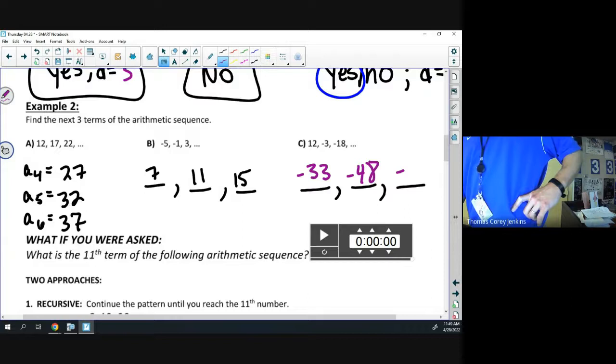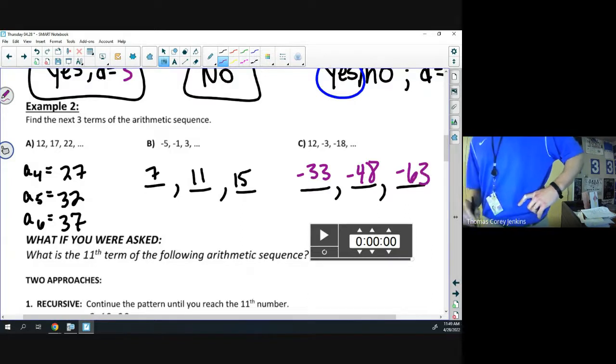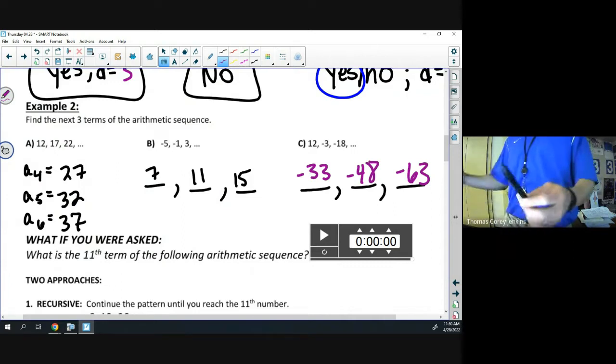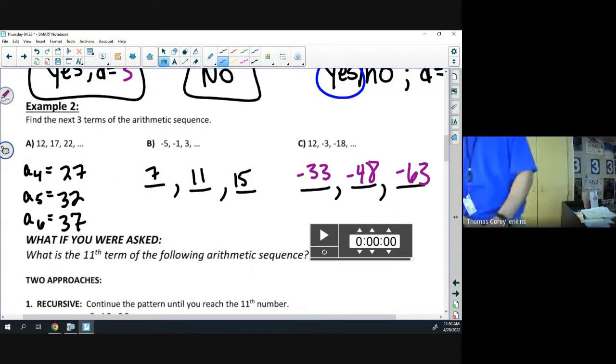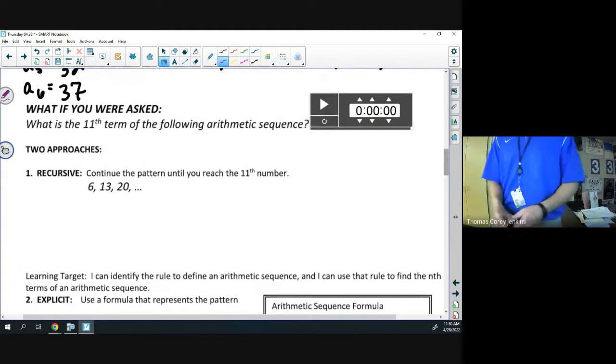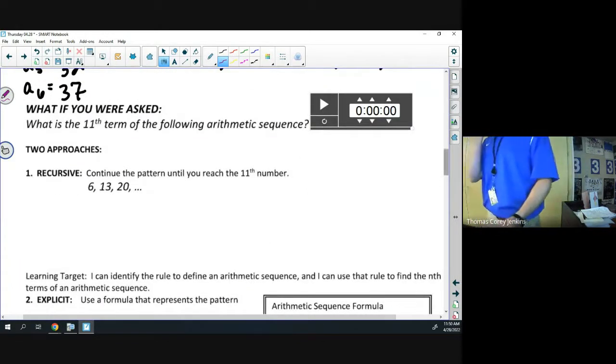Anybody want to help? There you go. Very good. All right. So anybody need any help with those types of problems, or you guys kind of got it? All right. So something to consider here. What if you were asked to find the 11th term?